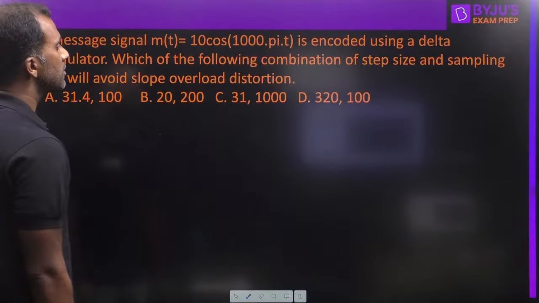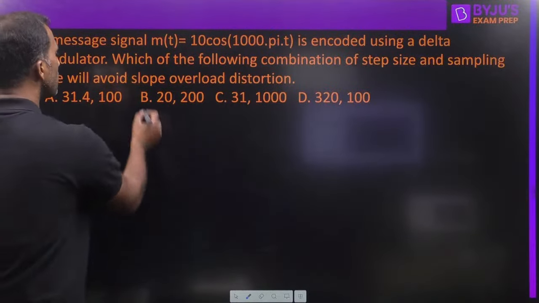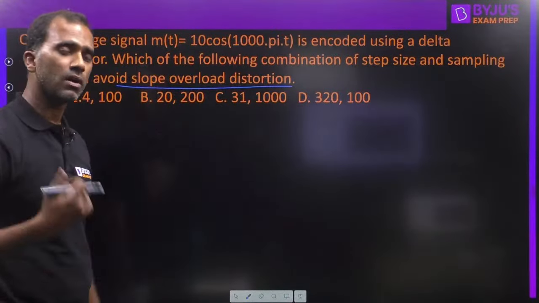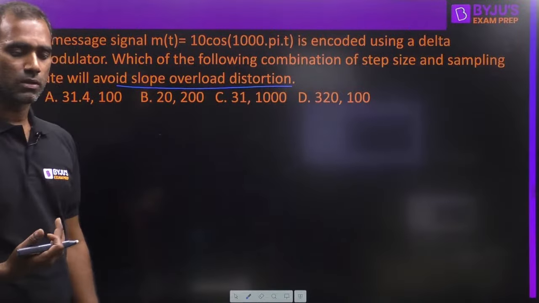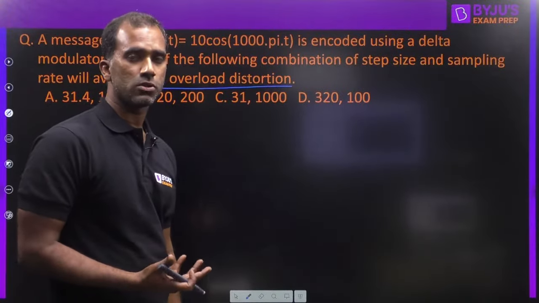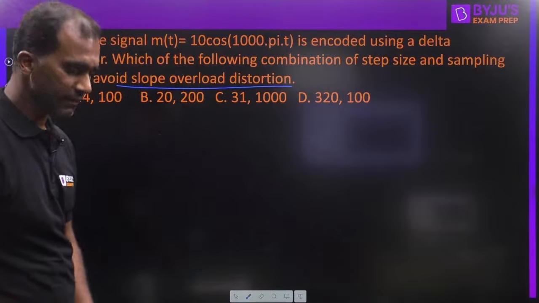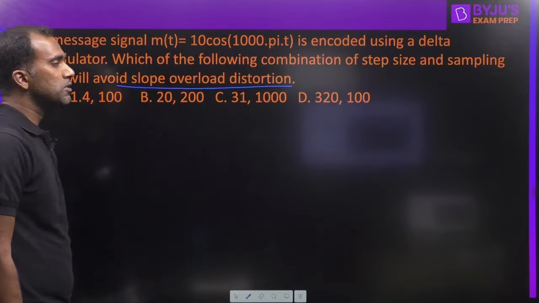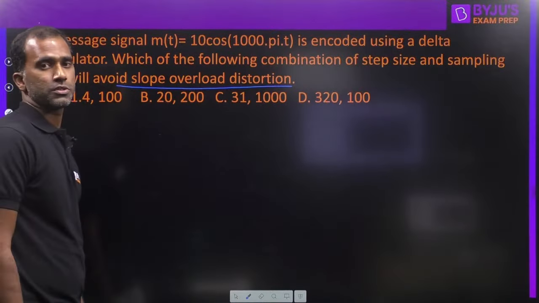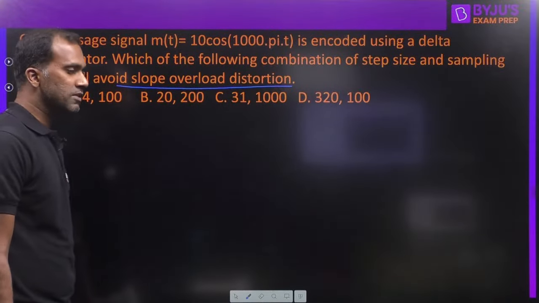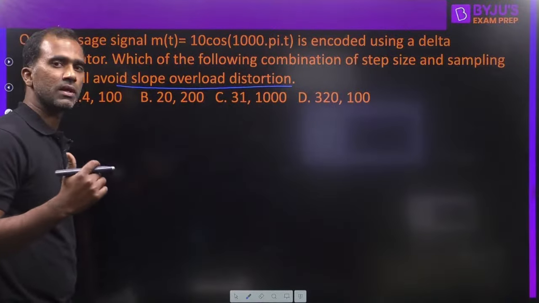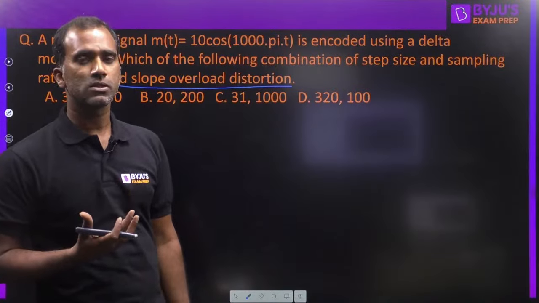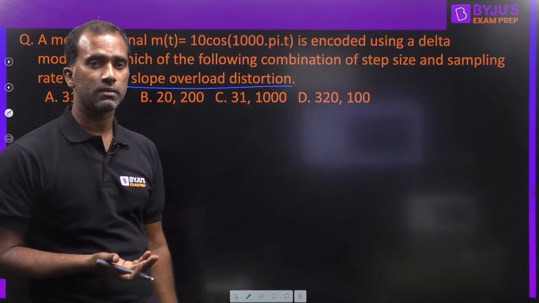So, which of the following combination of step size and sampling rate will avoid slope overload distortion? They are asking us to avoid only slope overload distortion with sinusoidal signals, or any signals with non-constant slope, signals with slope varying with respect to time. For those signals, it is not possible to design a step size to avoid all types of distortion. Anyway, you can't avoid all types of distortion, but choose a proper step size so that you can avoid at least slope overload distortion. Because if you use a bigger step size, definitely we can decrease slope overload distortion, or we can avoid it completely. Right.